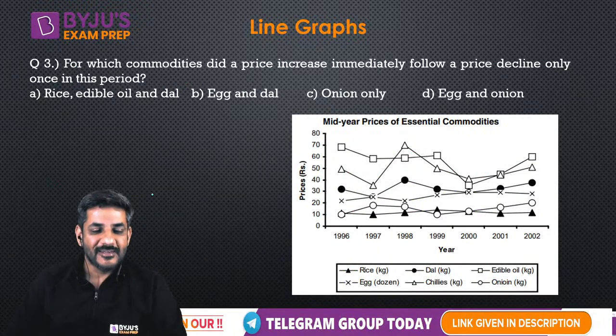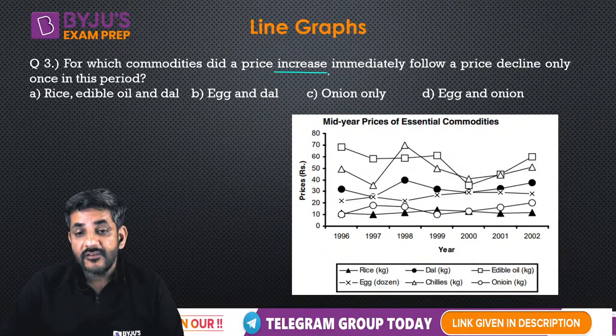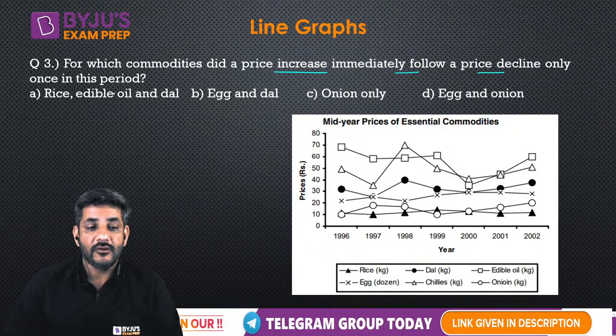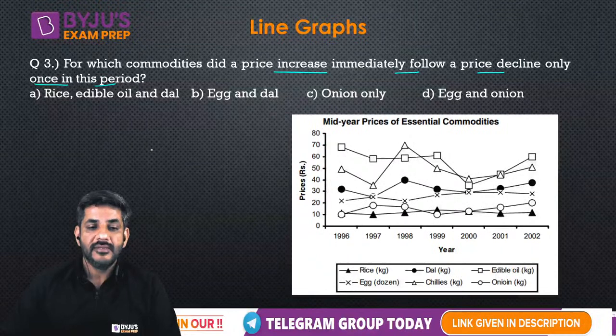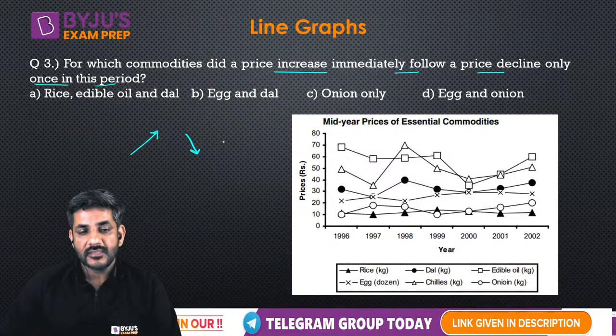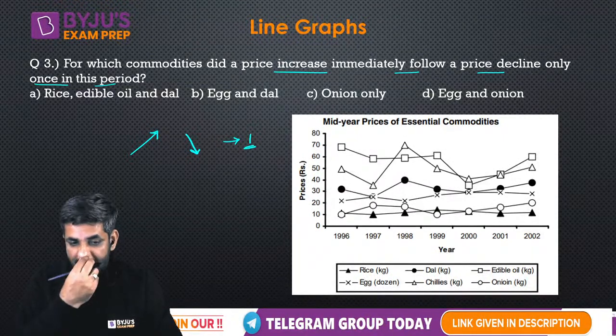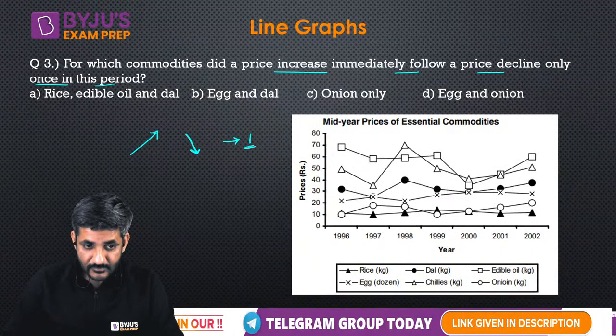Okay, let's come to the third one. For which commodities did a price increase immediately follow a price decline only once in this period? That means an increase followed by a decrease, but this should happen exactly once. An increase followed by a decrease, but this should happen exactly once. This is what the question is saying.